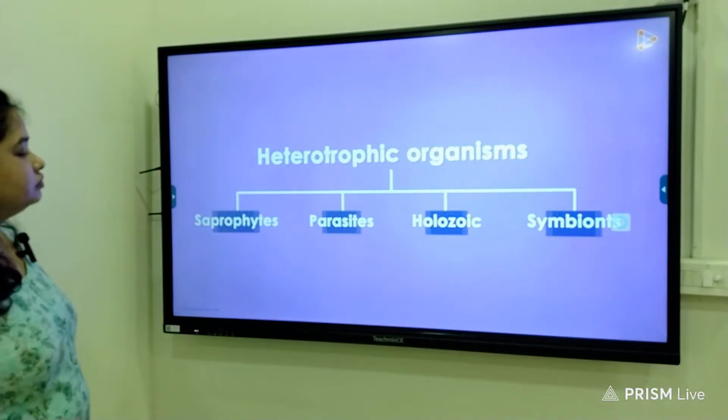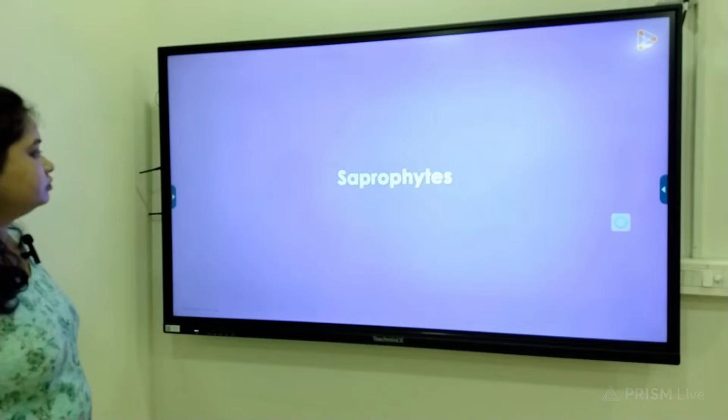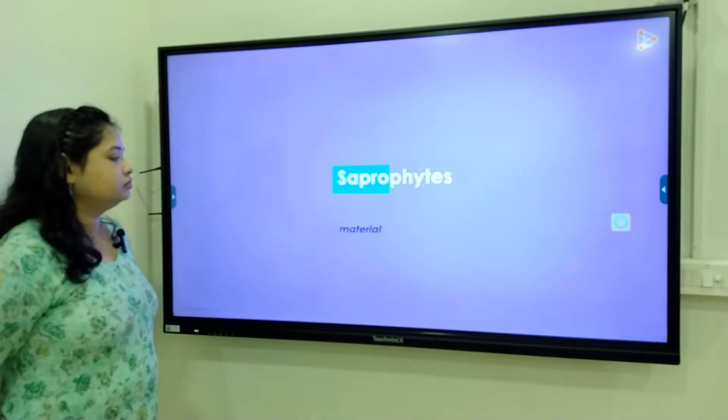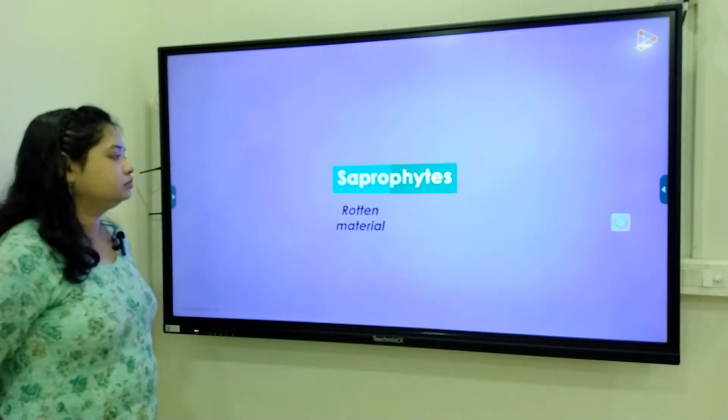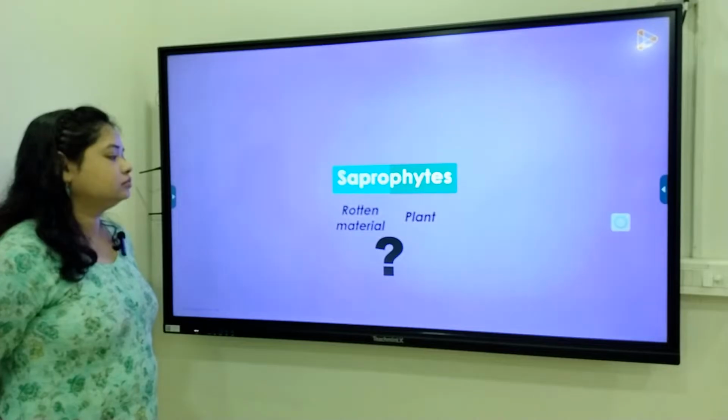But what exactly are these categories? Let's study each type in detail. Let's begin with the saprophytes first. Their name is made up of two parts. Sapros, meaning rotten material, and phyte or phytic, meaning plant. So are they rotten plants by any chance?